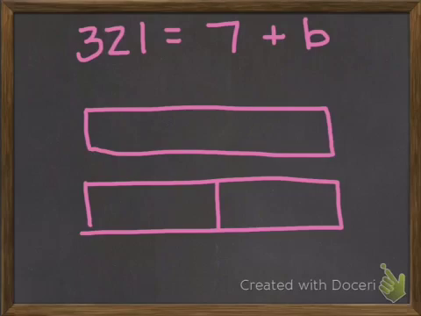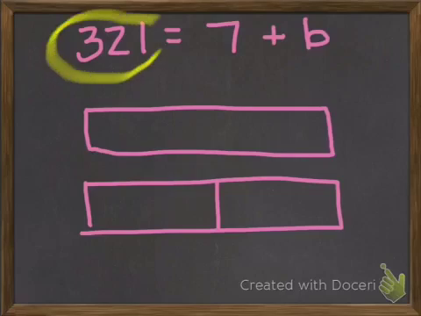Now let's try another addition equation. As you can see here, the answer to the addition equation is written on the left. So this time it's written 321 equals 7 plus b. We know that's the same thing as 7 plus b equals 321. So let's think about what the whole is. What is the answer to this addition problem? And that is 321. So we know that 321 needs to go into the area where we write the whole.